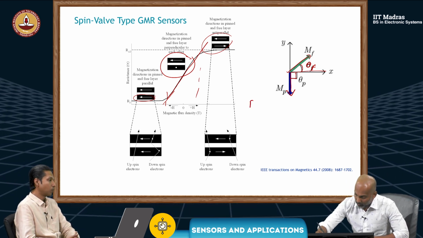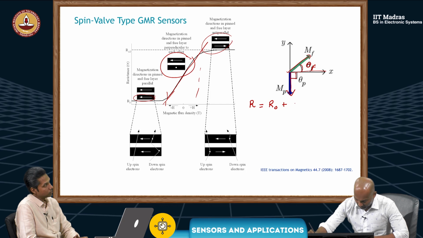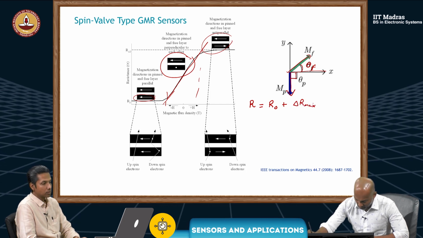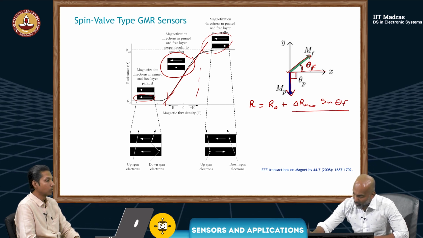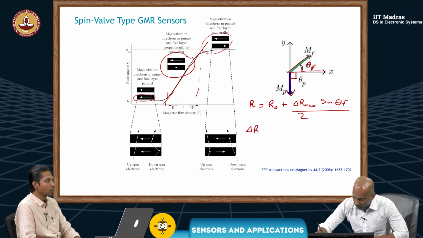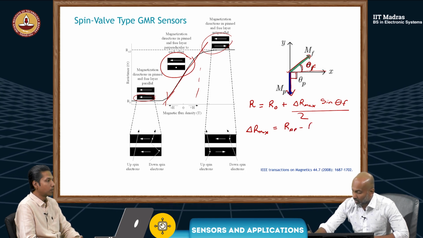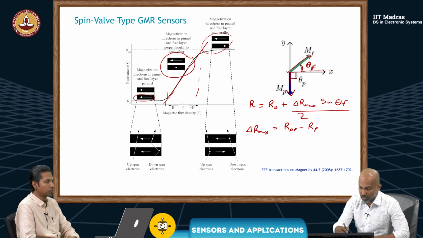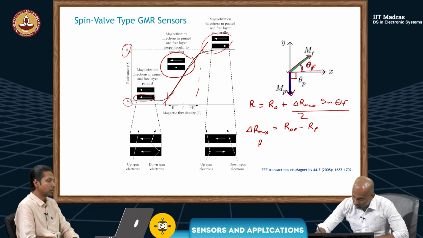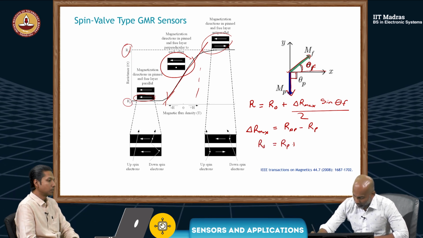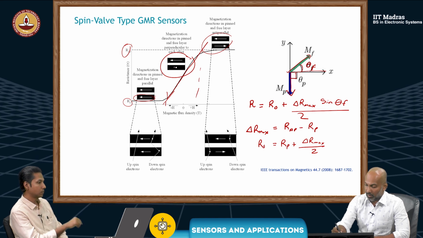Now, if you look at the resistance, it will be R0 plus theta F, the angle we show here, divided by 2. We already know what this is: R antiparallel minus R parallel, so the maximum change, which is what you see here, the RA peak, the maximum change. R0 then is RP plus delta R max divided by 2, because it's halfway right here.